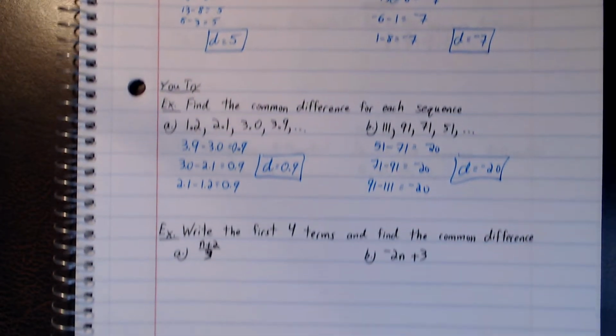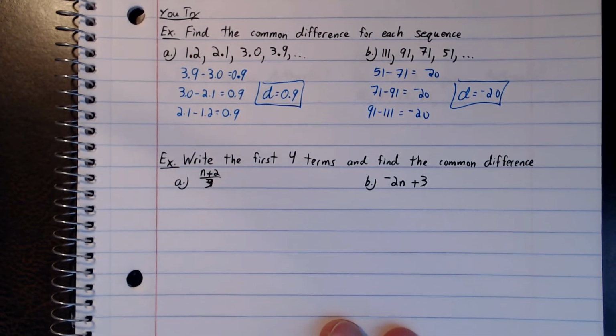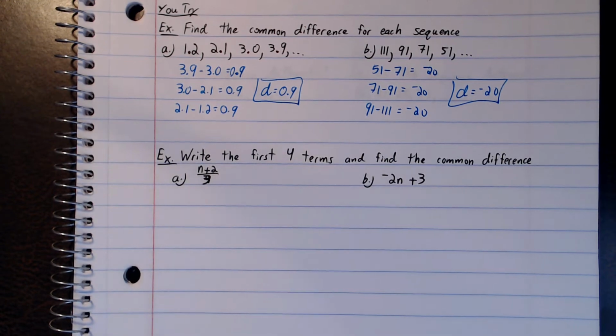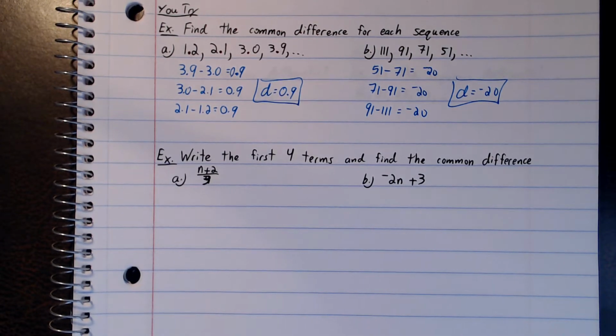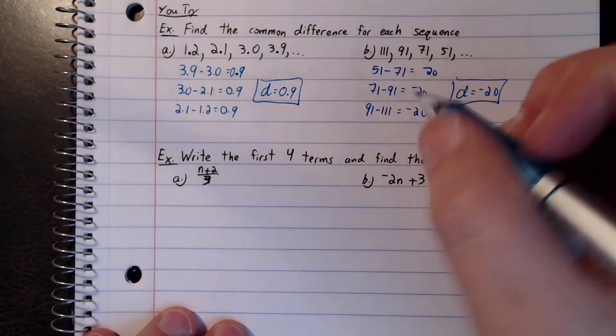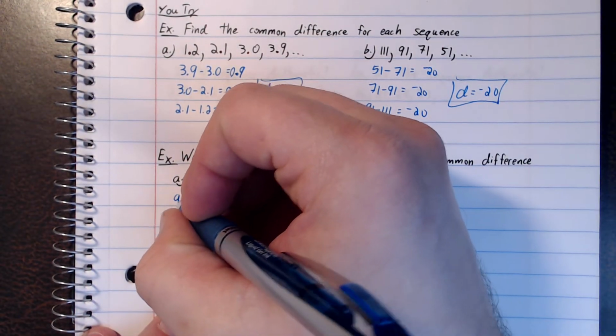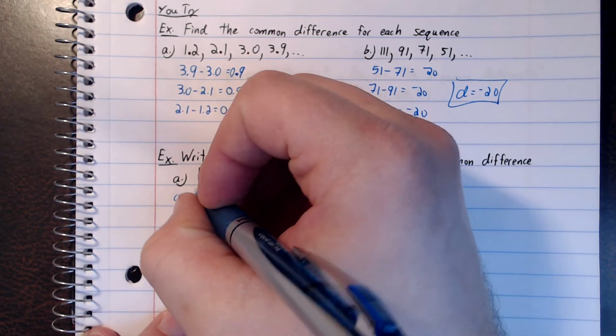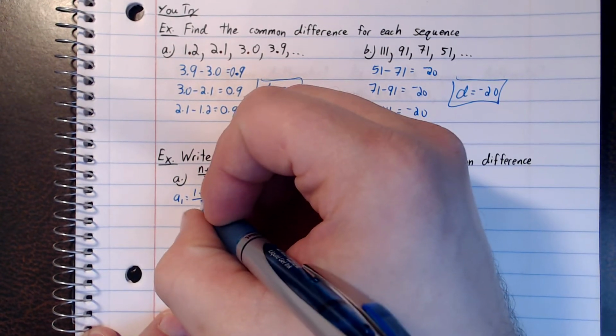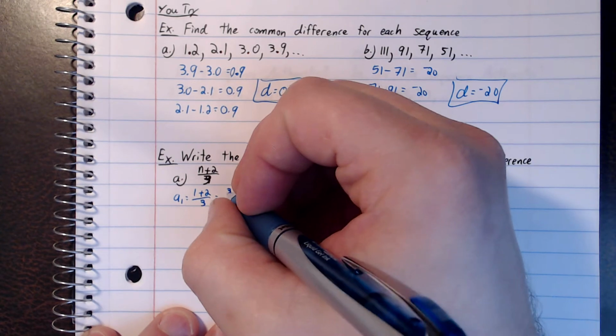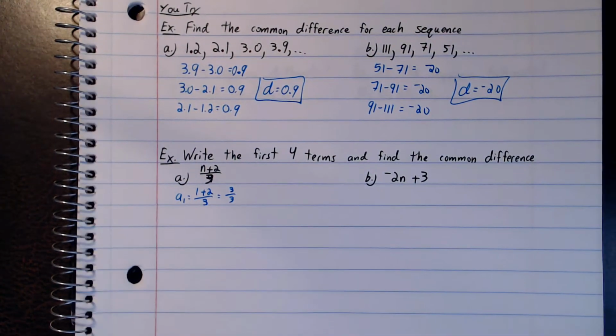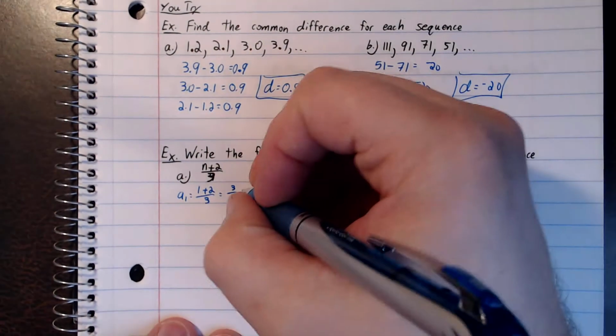Then we have some of these problems down below that are telling us to write the first 4 terms and to find the common difference. So we've got to figure out the terms and then figure out what's different between all of them. Let's see. For our first term, we'd have 1 plus 2 divided by 3, so that would be 3 over 3, which is 1.